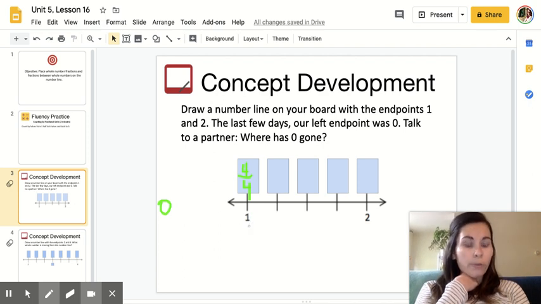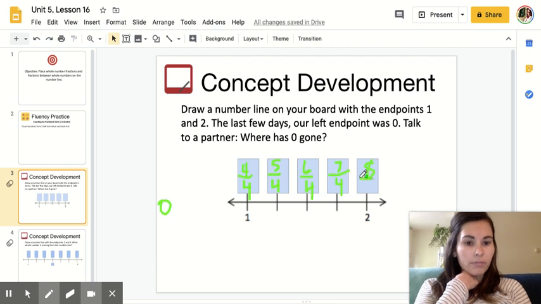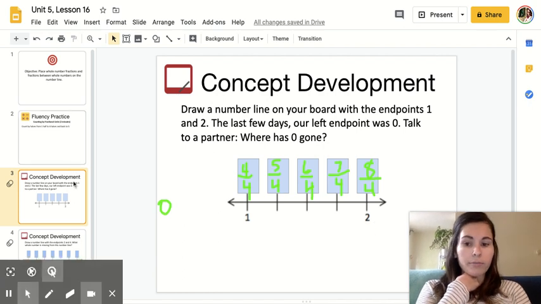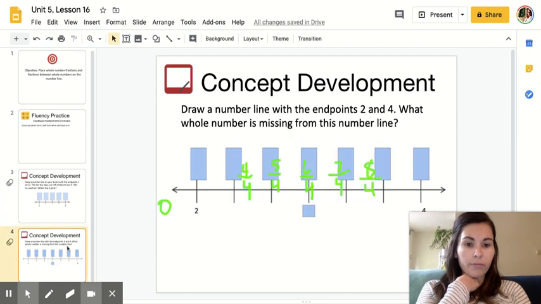Counting up from 4/4, I know my next fraction is 5/4. Then I have 6/4. Then I have 7/4. And lastly, 8/4. We know that 8/4 is equal to 2 wholes, so we can check our work and make sure we have the right number there. We're going to try this again.